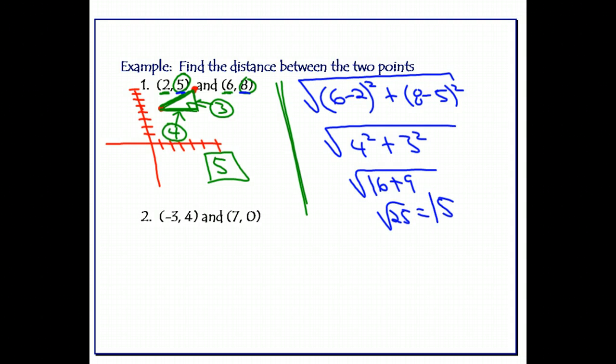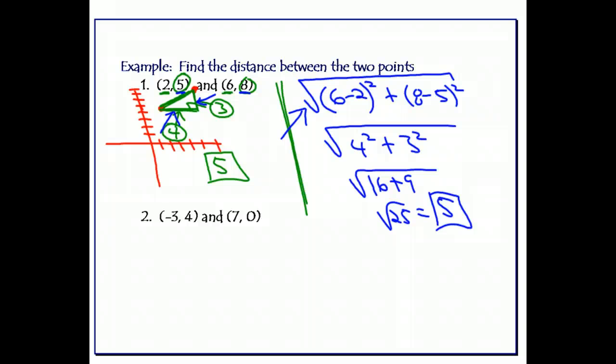And the square root of 25 is 5. So the distance formula works if you want to remember that, or if you just want to think through it and use your Pythagorean theorem. You know, get your left right, get your up down. It all works out the same. All right, another problem very similar.